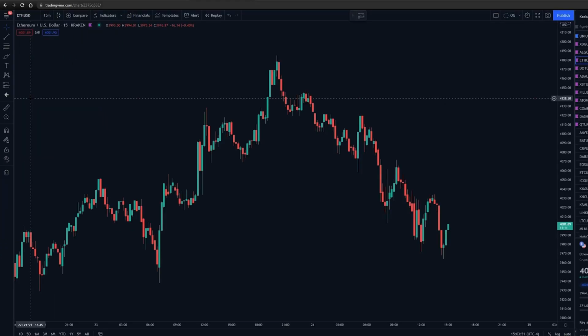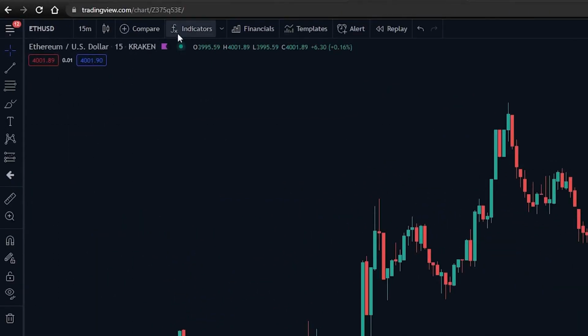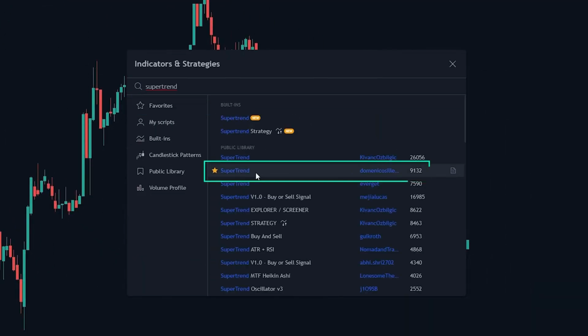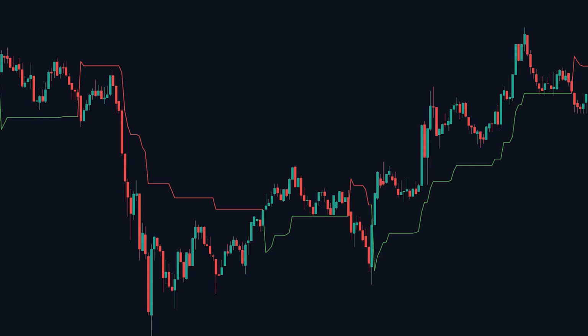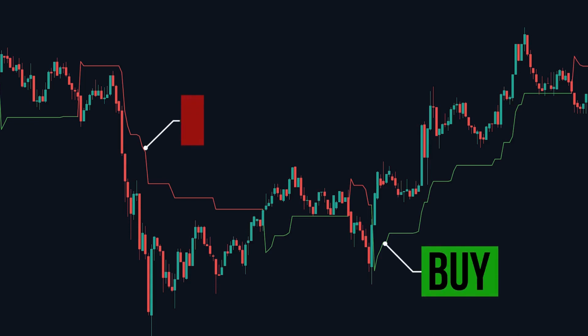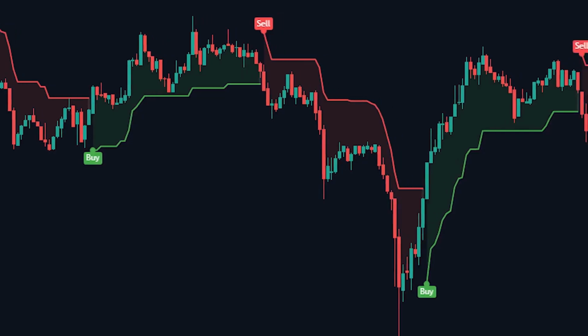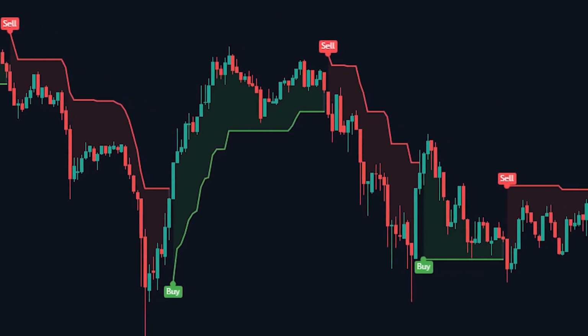Let's add this indicator to our chart. To do this, just go to the Indicators tab on TradingView, type in Super Trend and make sure you select this one right here. It's probably one of the easiest indicators to use on the planet. When the lines are green you buy, when the line is red you sell. Pretty self-explanatory, but just like any other indicator, this indicator by itself has some problems.